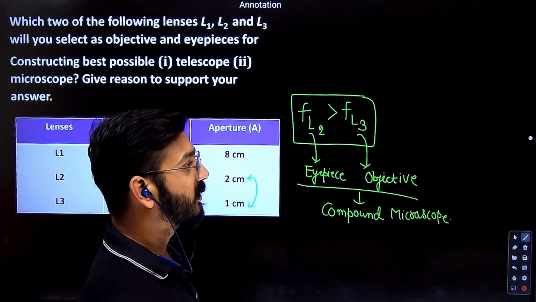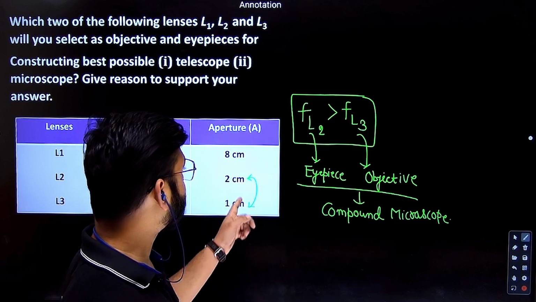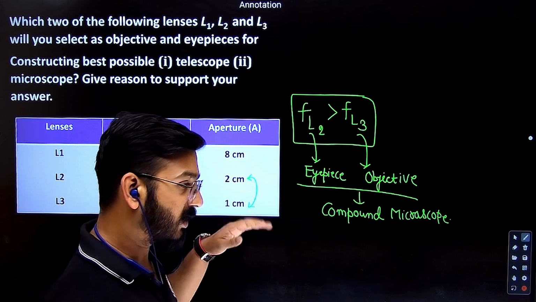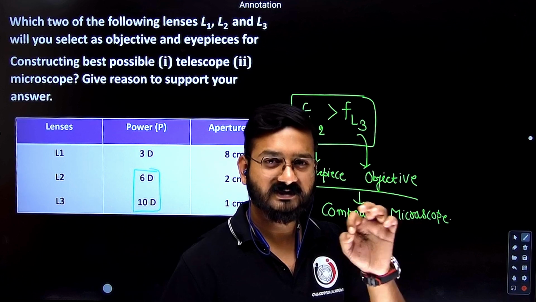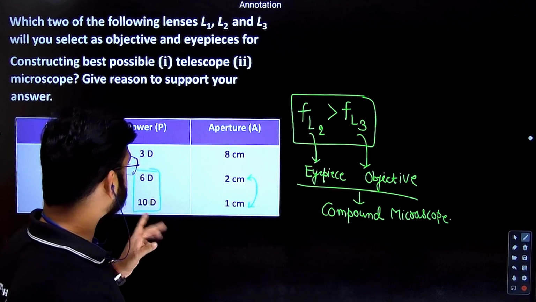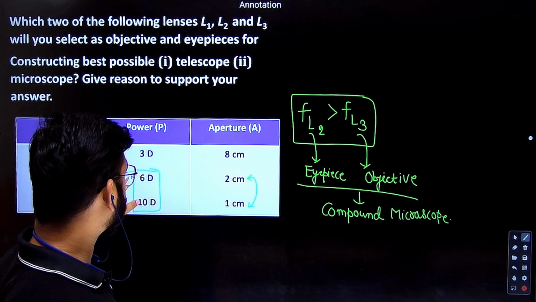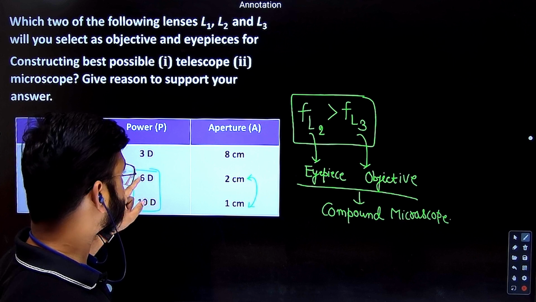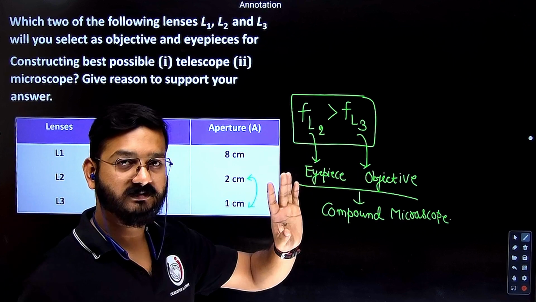I'm repeating again. First of all, how did I decide L2 and L3 will be used for the compound microscope? Because the difference between their apertures is negligible, or you can say very small. Now, out of L2 and L3, which one will be the objective, which one will be the eyepiece? The objective has less focal length as compared to the eyepiece. The expression of power is given. The inverse of power is focal length. So the power is 6, the focal length will be 1 by 6, and the other focal length will be 1 by 10. So 1 by 6 is greater than 1 by 10. So L2 will be the eyepiece, L3 will be the objective.